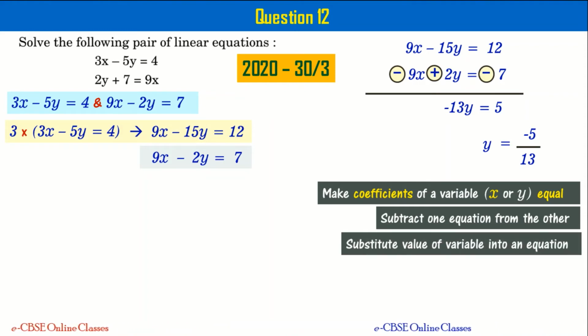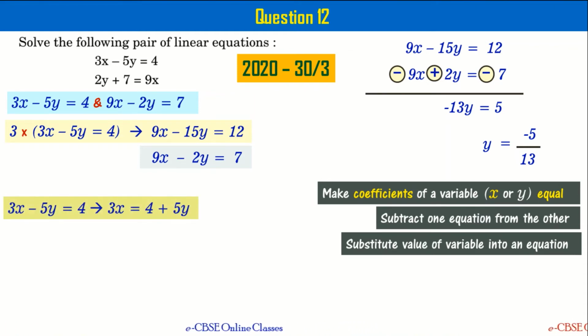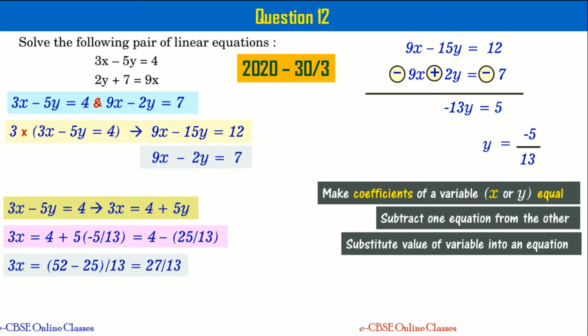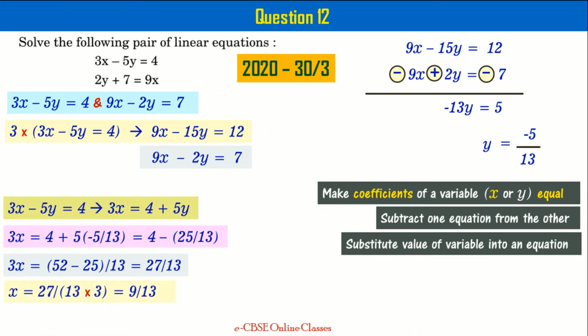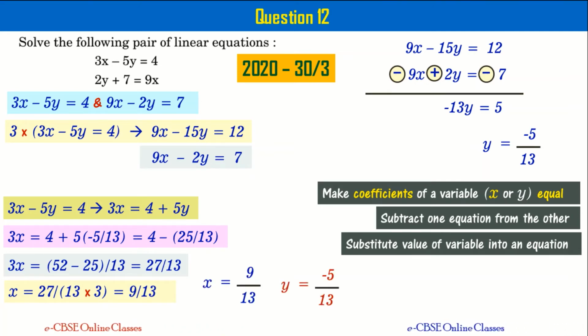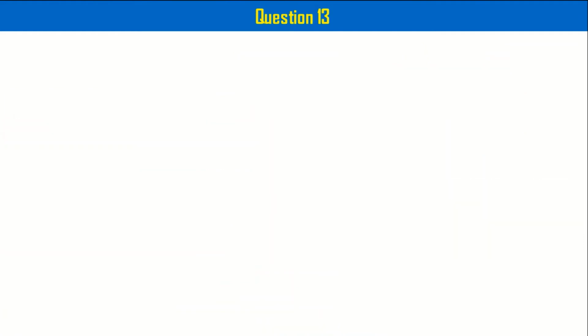The next step is to substitute the value of y into any of the equations. I chose 3x equal to 4 plus 5y as the equation. When you substitute y equal to minus 5 by 13 into this equation and simplify, you get 3x equal to 27 by 13. It means x equal to 9 by 13, right? So x equal to 9 by 13 and y equal to minus 5 by 13 is the solution for the given pair of linear equations. Let's go to the next question, that is question number 13.